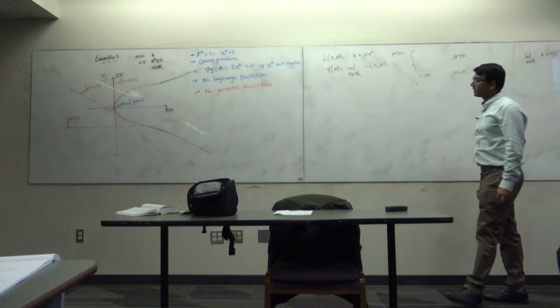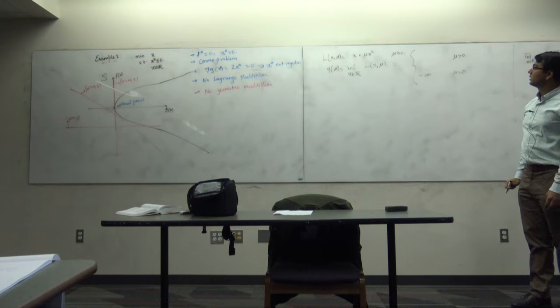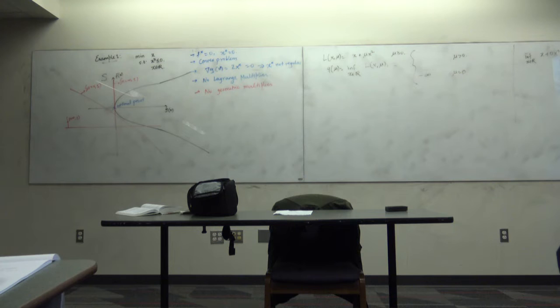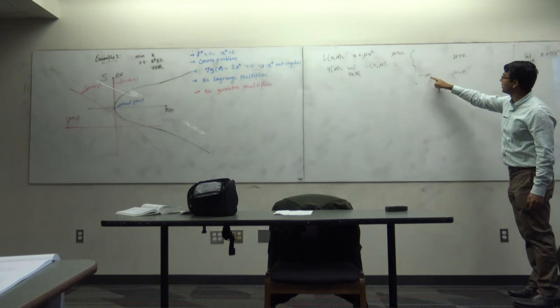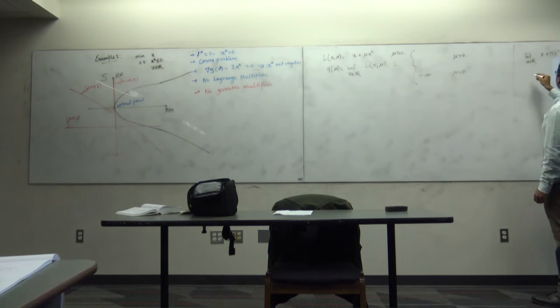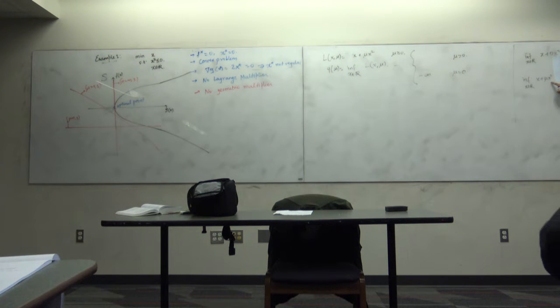What happens when mu is greater than 0? So mu should be greater than or equal to 0, so I split it into two separate cases. When mu equals 0, it's minus infinity. When mu is greater than 0, let's try to do that. Inf of x plus mu x square, x in R. This is a convex problem, so I can take the first derivative. So I get 1 plus 2 mu x, that's equal to 0. So this implies that x star will be equal to negative 1 over 2 mu.